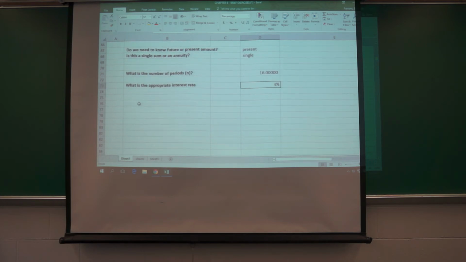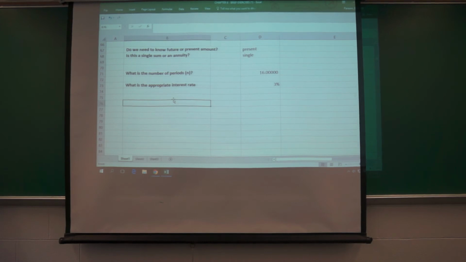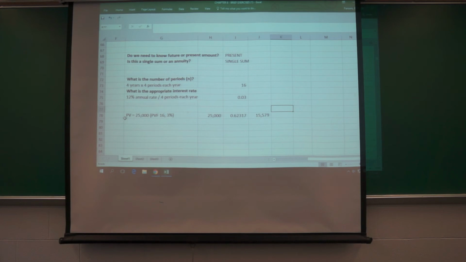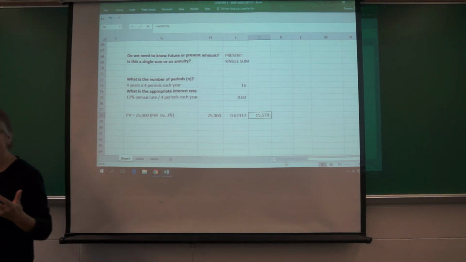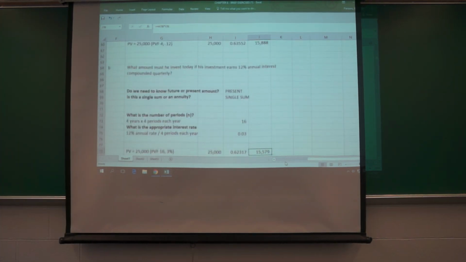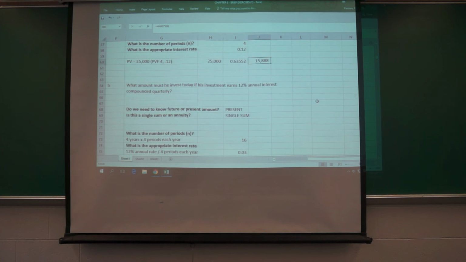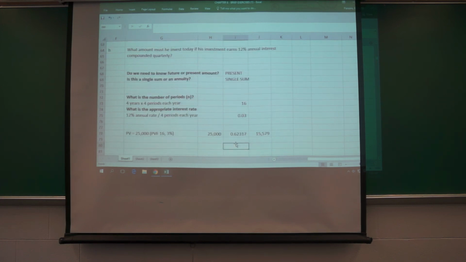So when we set up the problem, you basically set it up the same way. You'd have the present value, which is what you're looking for, equals the 25,000 times the factor. Now you have to deposit 15,579. This number should be smaller than the last one because the interest is compounding quarterly instead of annually. So 15,579, 15,888 makes sense. And that's what you want to do. You want to always be checking for, does this make sense?